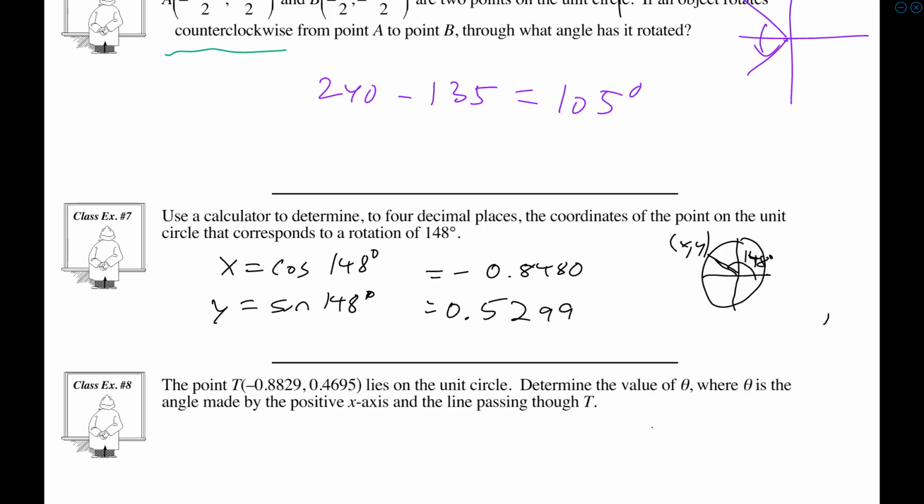That cool? So how do I find the coordinate? Well, I just put in for the x value the cos, for the y value the sine. This is just based on how we set up the unit circle. So we could say this is at point negative 0.8480, comma 0.5299. That's the point that is on the unit circle here.